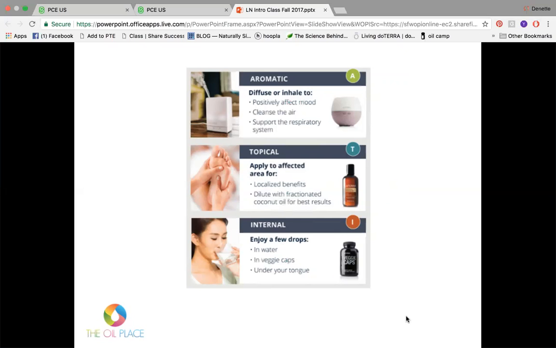The diffuser on the left is called the Aromalight diffuser. That's going to run for 8 hours, and I would put anywhere between 10 and 12 drops in the diffuser that size. It's going to cover about a 1,000 square foot area.